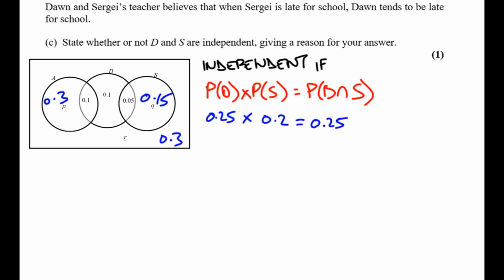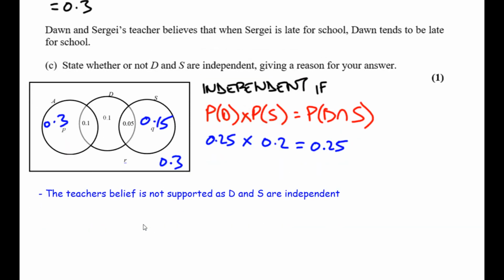The event of Dawn being late to school and the event of Sergey being late to school have no impact on each other. These two do not affect each other. That's the definition of independent. The teacher's belief is not correct. All right, and there we have it. The teacher's belief is not supported as D and S are independent.